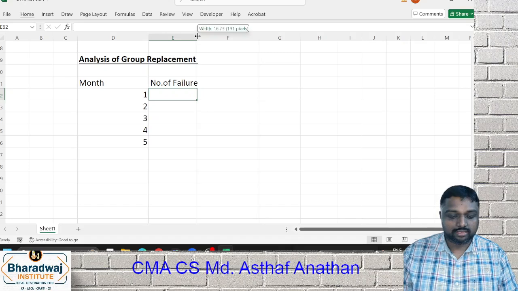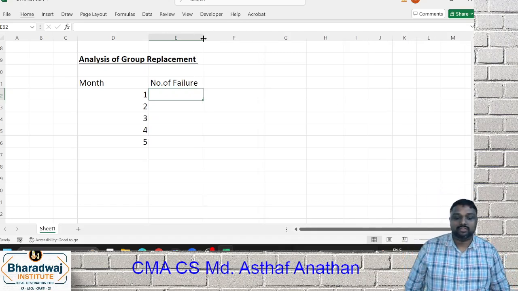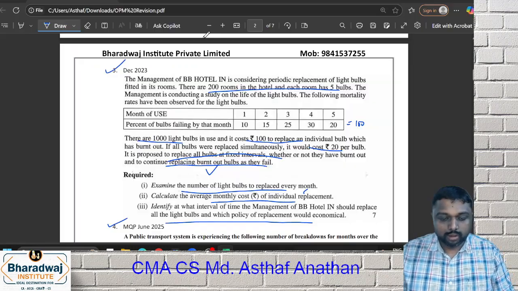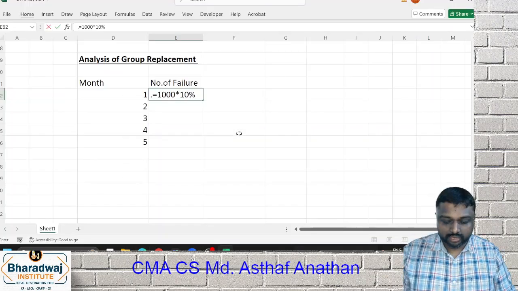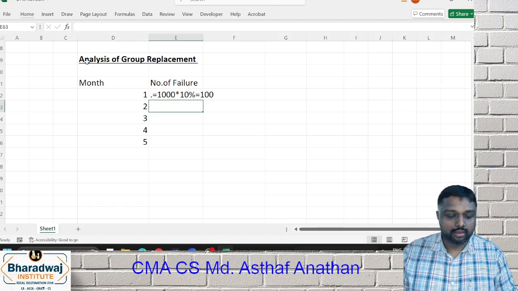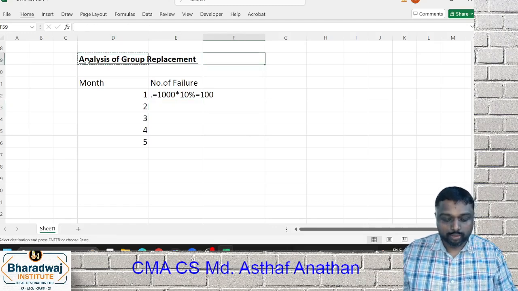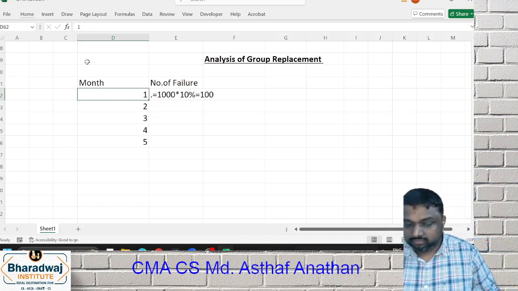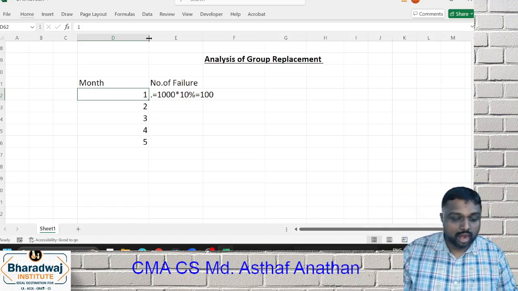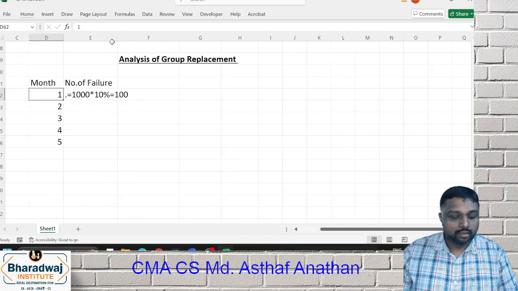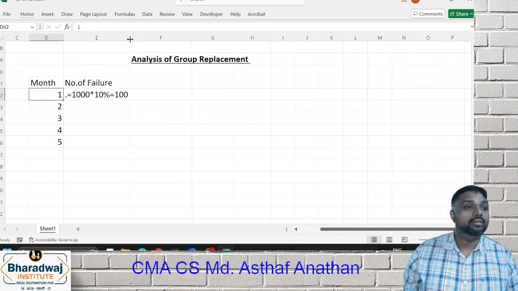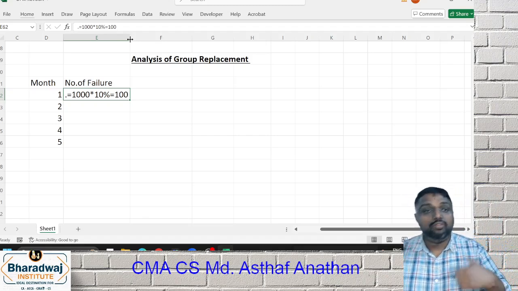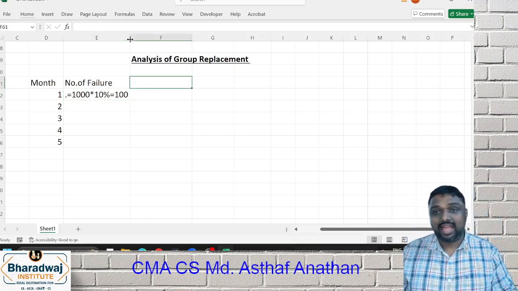See, my dear friends, first month, what is the failure? In the first month you have 1000 bulbs. So of 1000 bulbs, the failure is 10 percent, so it will be 100. We are going with group replacement, and our assumption is that we are doing group replacement every month. That means we will replace our bulbs every month. So in the first month we have 100 failures. We learned that these 100 bulbs are individual replacements, so you will replace them as they are.